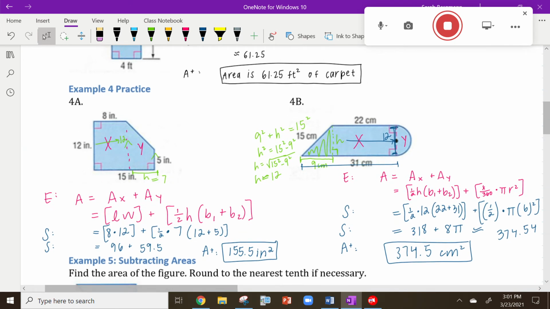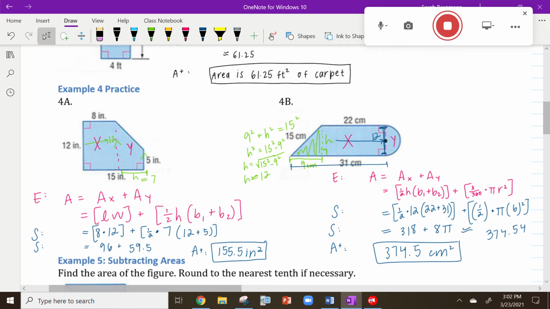Here are the correct answers. For 4A, I used a rectangle and a trapezoid. You could have also used a rectangle, another rectangle, and a triangle if you wanted, but I saw that I could use a rectangle and a trapezoid. As long as you get the right answer, 155.5, you're fine however you did it.